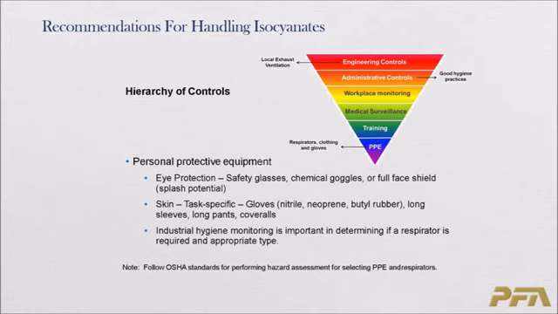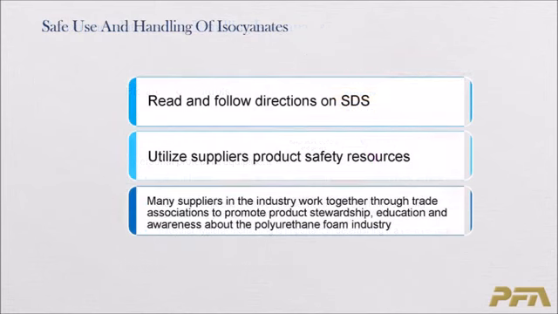The important things are to read and follow the directions on the safety data sheet and follow the recommendations from organizations like OSHA. Often the suppliers will provide resources, as well as industry organizations like the PFA here, which provide recommendations, guidance, and assistance on the proper and safe handling of isocyanates.